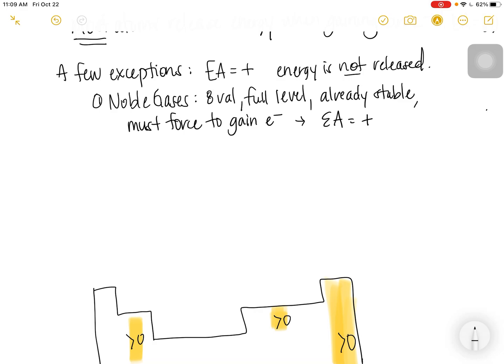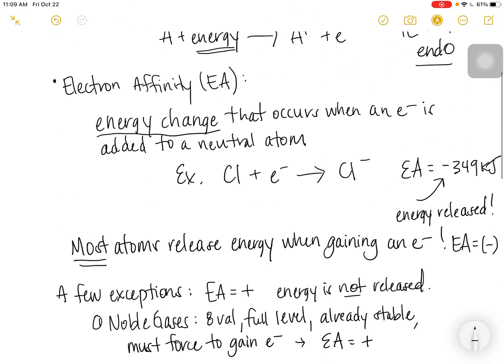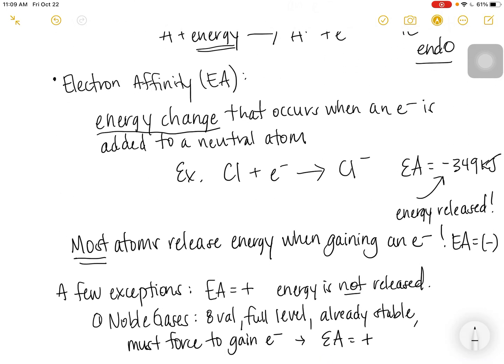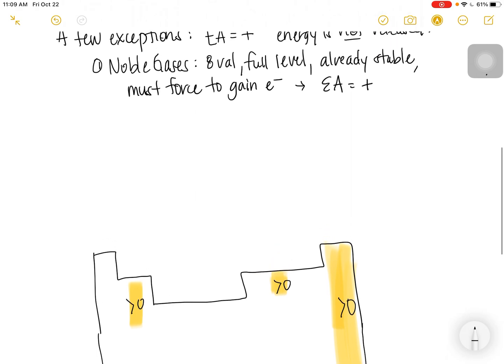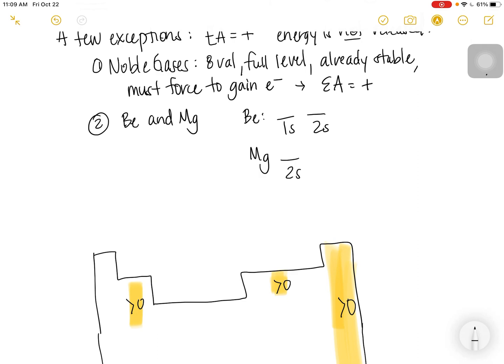So that's opposite of what we think normally happens with things like chlorine, who says, yes, absolutely, I'd gladly take an electron and I'll release energy in the process because now I'm stable. So I think for the most part, the noble gases make sense as an exception. They're already stable. They do not want to gain. They will gain, but not willingly. You have to force them to gain. The other 2 are a little harder to understand. So the first one we'll do is beryllium and magnesium. So if we look at electron configurations, I'm just going to do 2s.